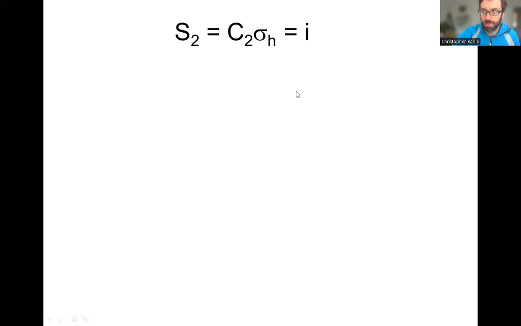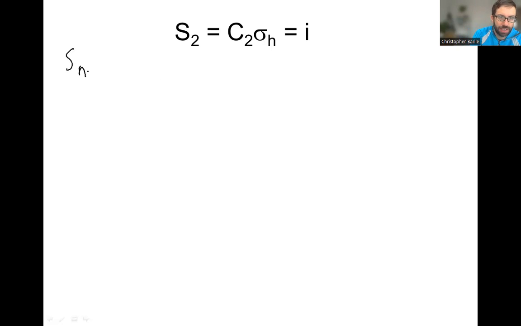Okay, so in this video, we're going to demonstrate that S2 is not a unique operation. S2 is actually equal to inversion. So what do I mean by S2? S2 is called the improper rotation axis.